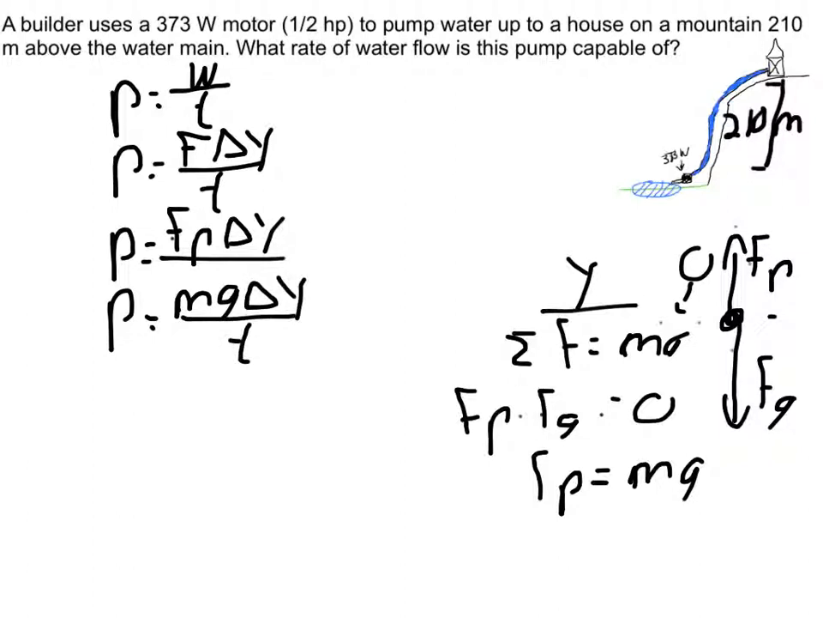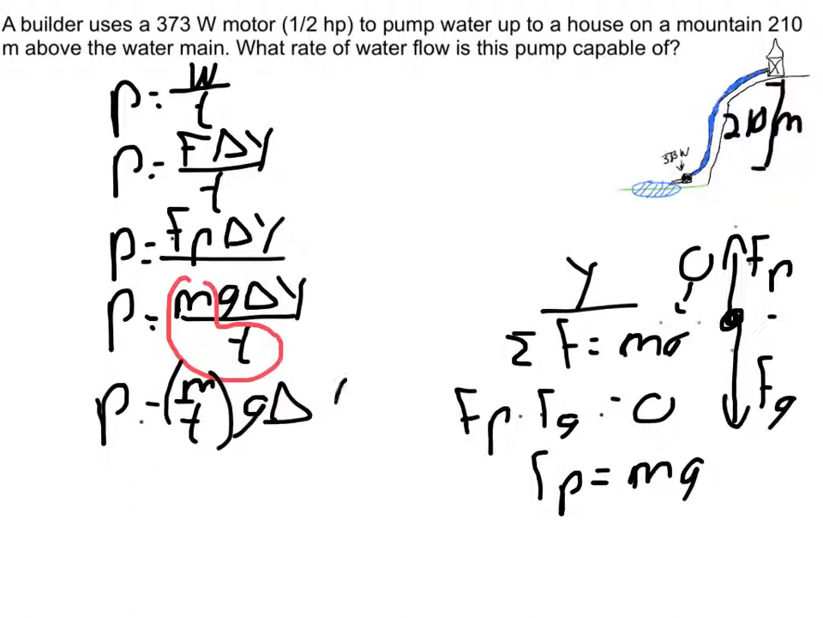What rate of water flow? Now, lots of times people think rate of water flow is a volume divided by time. Another way is mass divided by time. If you need to get between the two, the density of water is well known. It's 1 gram per milliliter, right? So that would be an easy conversion. But I can just group these two together to get my rate. So power is going to equal, and I'm going to group them, mass divided by time, times g delta y.